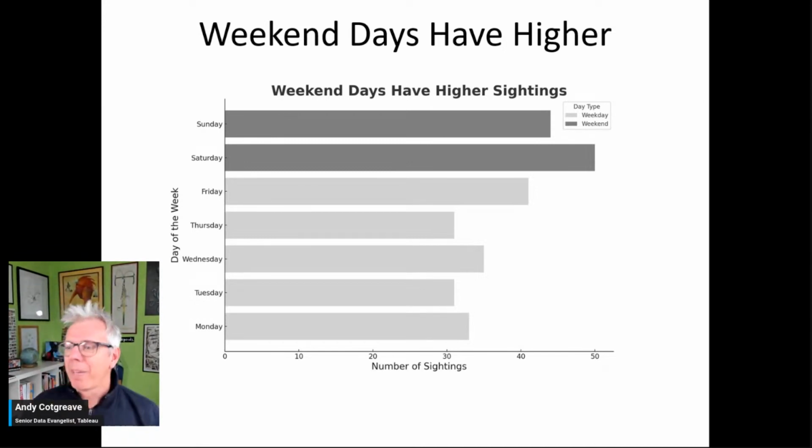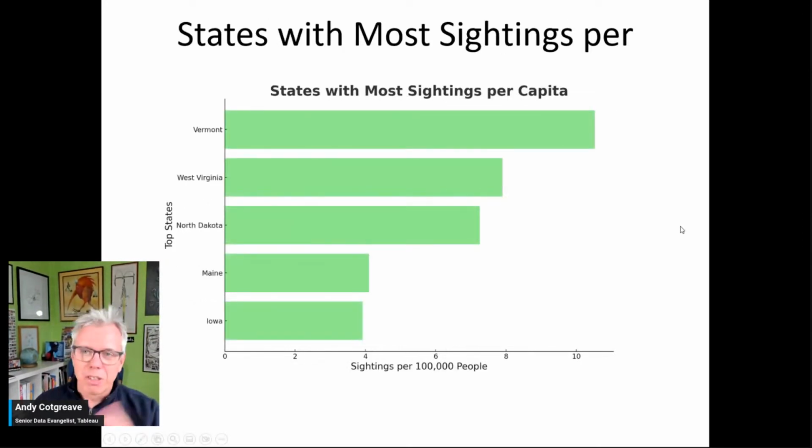Now, you might be wondering where you should go if you want to spot a UFO. Roswell, Area 51, your crazy uncle's backyard? Surprisingly, the top states for UFO sightings are Vermont, West Virginia, North Dakota, Maine, and Iowa. Seems like aliens are into hiking.